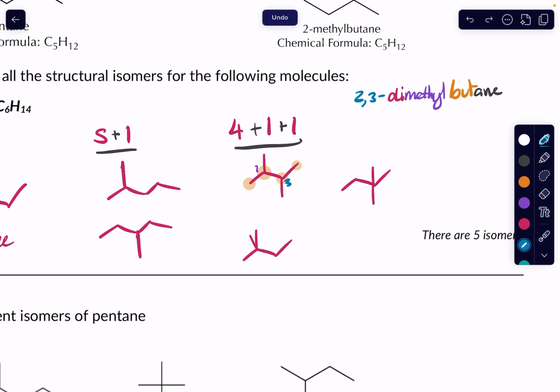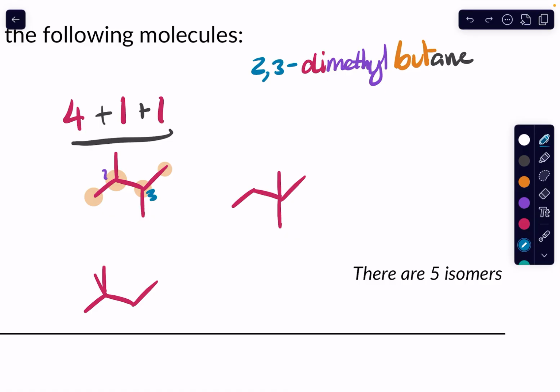Let's have a look at this one then. I'm going to go through this one a little bit quicker. Got 4 carbons in a row, we call it bute. No double bonds, I call it ane. I do have methyl groups. I've got 1 here and 1 here, and that is also going to be a dimethyl butane.